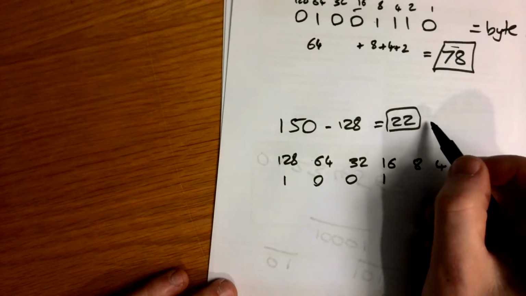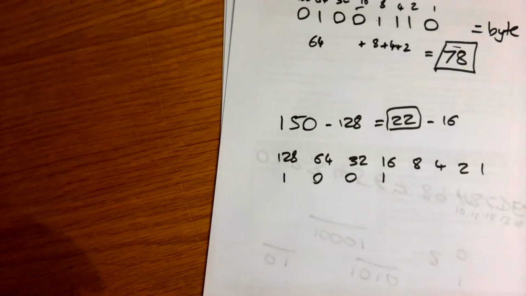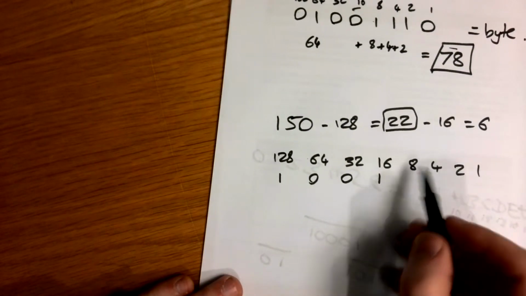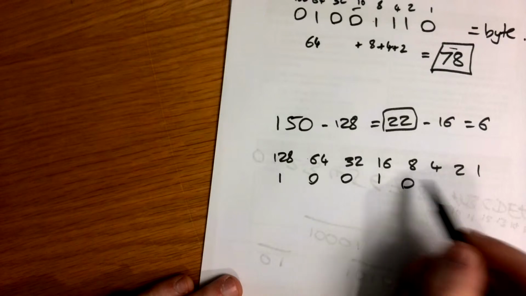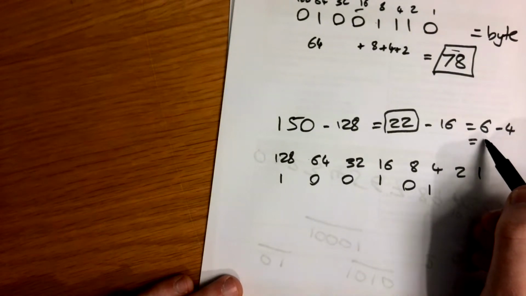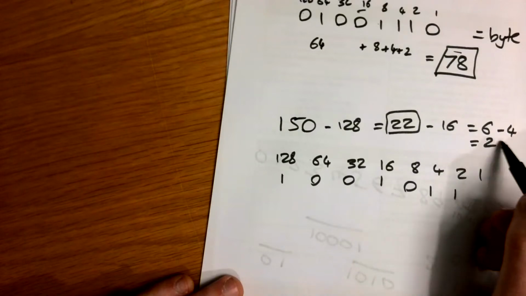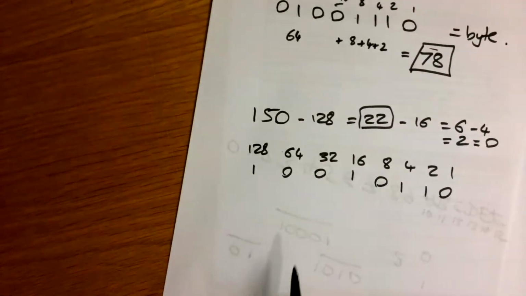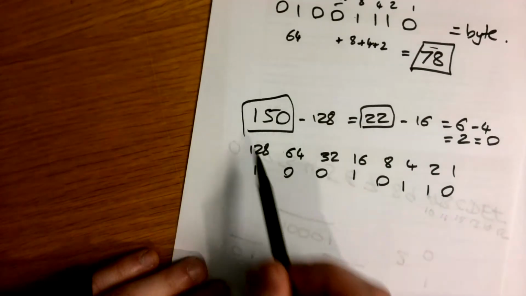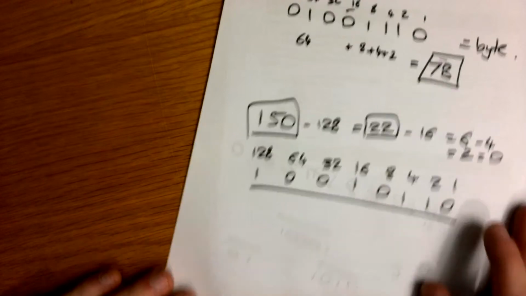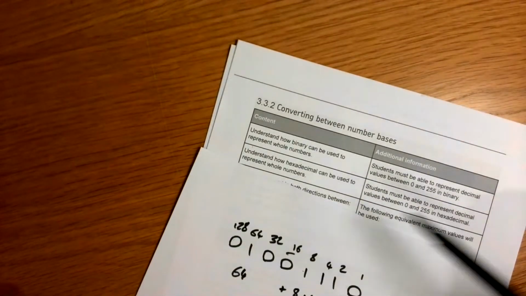Now we can take 16 off of this, which leaves us with 6. Well, 8 is too big, so we can't use one of those. We can use a 4 though, so we take a 4 off of there, which leaves us with 2. We want a 2, which leaves us with nothing, so therefore we don't need a 1. And then we can represent our number 150 using a binary value in that way. So that's understanding how binary numbers can be used to represent whole numbers.